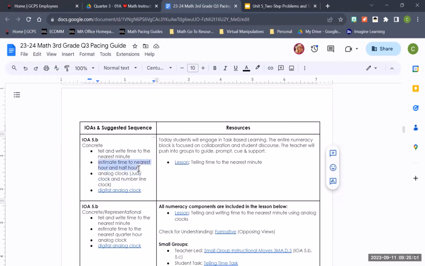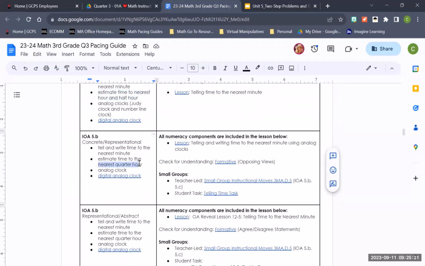hour, but as you can see in the left column of the pacing guide, the progression of estimation of time is represented here. They will begin estimating time to the hour and half hour, and then transition to estimating time to the quarter hour.